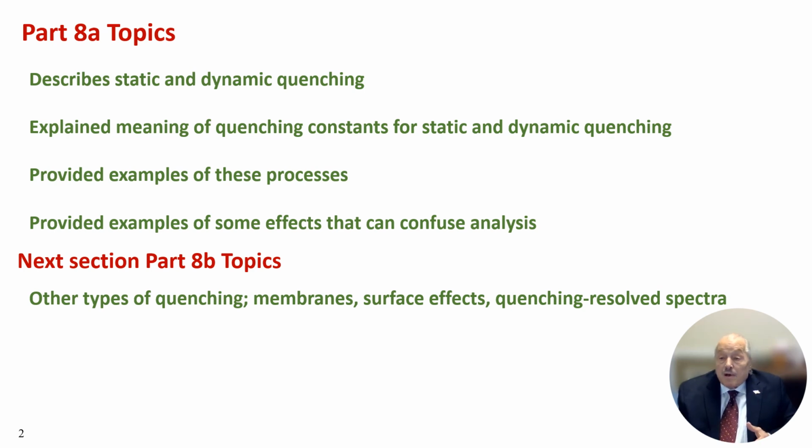Today we're going to talk about the very basic aspects of fluorescence quenching, which are static and dynamic quenching, which have sort of two different origins. We're going to explain the meaning of the static and the dynamic quenching constants. It's very important to understand what they mean. Providing examples of these processes and providing some effects that are frequently observed that confuse the analysis. In the future lectures, we'll be talking about quenching in membranes and surface effects and other more complicated phenomena.